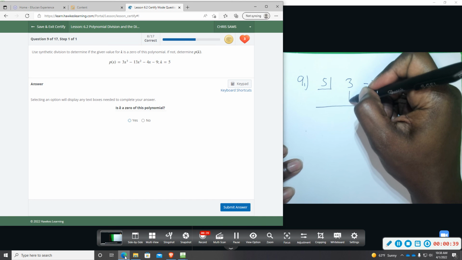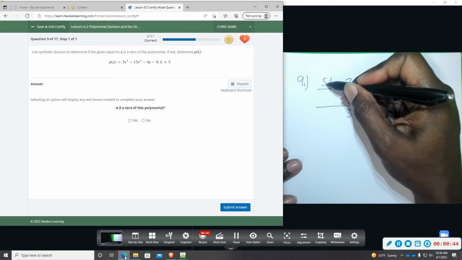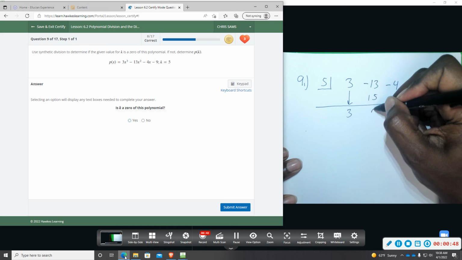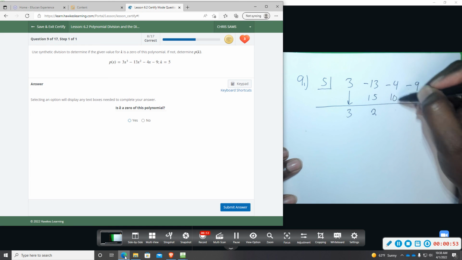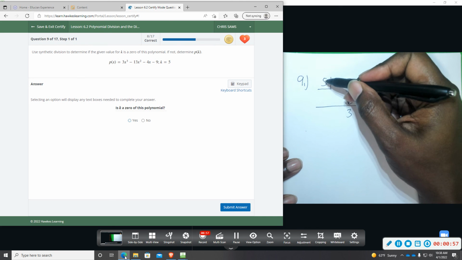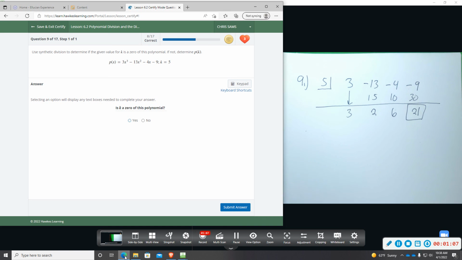Bring down the first term. And then we're going to multiply below the line. So 5 times 3 is 15. Subtract, and that gives us 2. And then 5 times 2 is 10. And we subtract, and that gives us 6. 5 times 6 is 30. Subtract, and that gives us 21. So since we did not get 0 here, then 5 is not a 0. So we're going to say no.